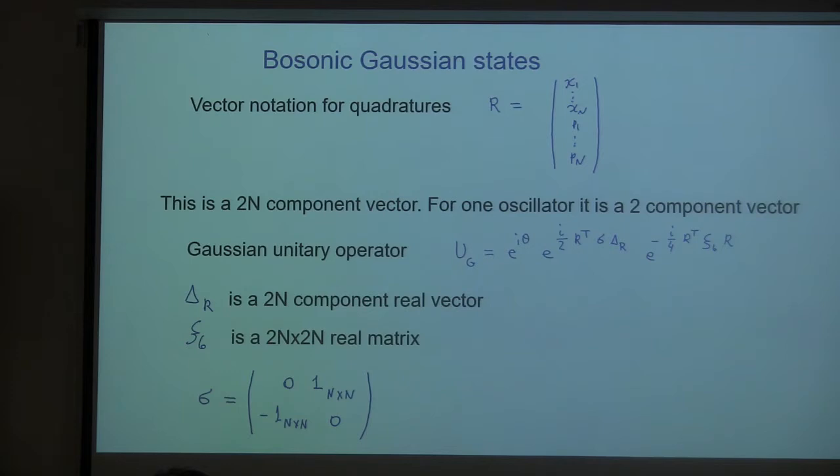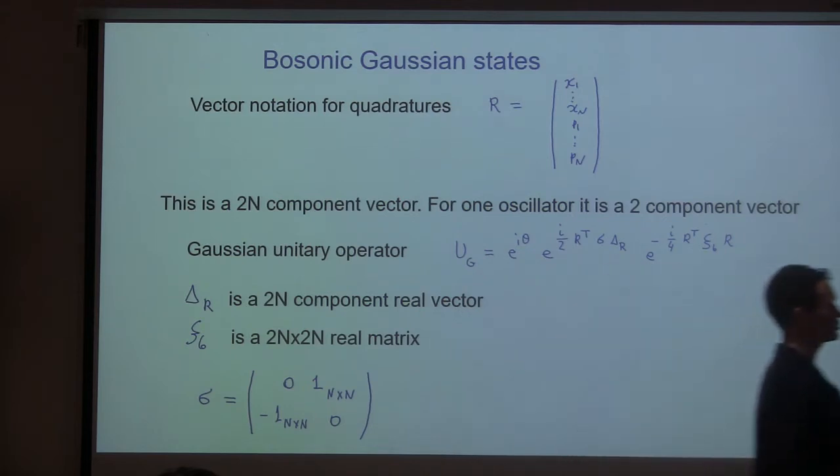Anyway, now we have n bosons, and again this can correspond to creation and annihilation operators of bosons at all possible momenta. Out of these we can construct x and p, and we represent them as a long column R. Now we generalize the construction which we saw for the Bogoliubov theory of BEC by defining the Gaussian operator. The first part, if you look at it, is exactly what we call the shift operator.